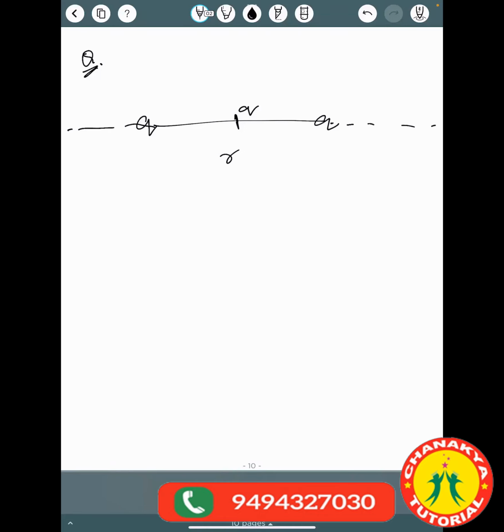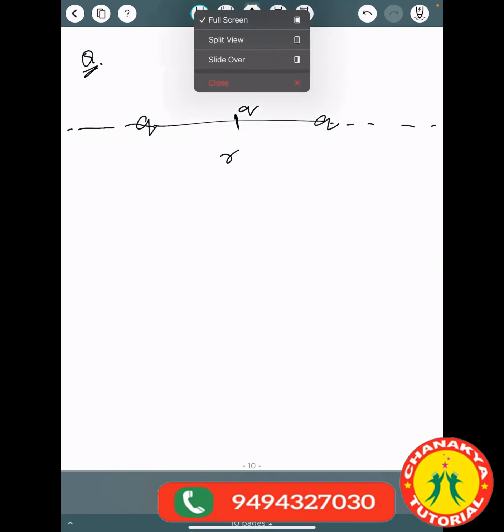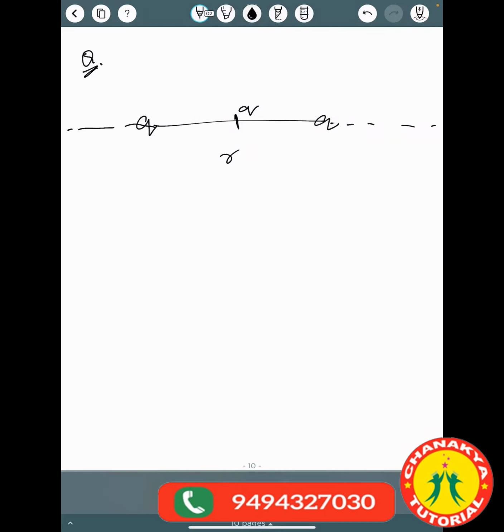Two identical charges Q are placed distance R apart and a third charge Q is brought. The line joining means the line I have shown. So you can keep the charge here, or in between, or here. It depends, so you have to check.